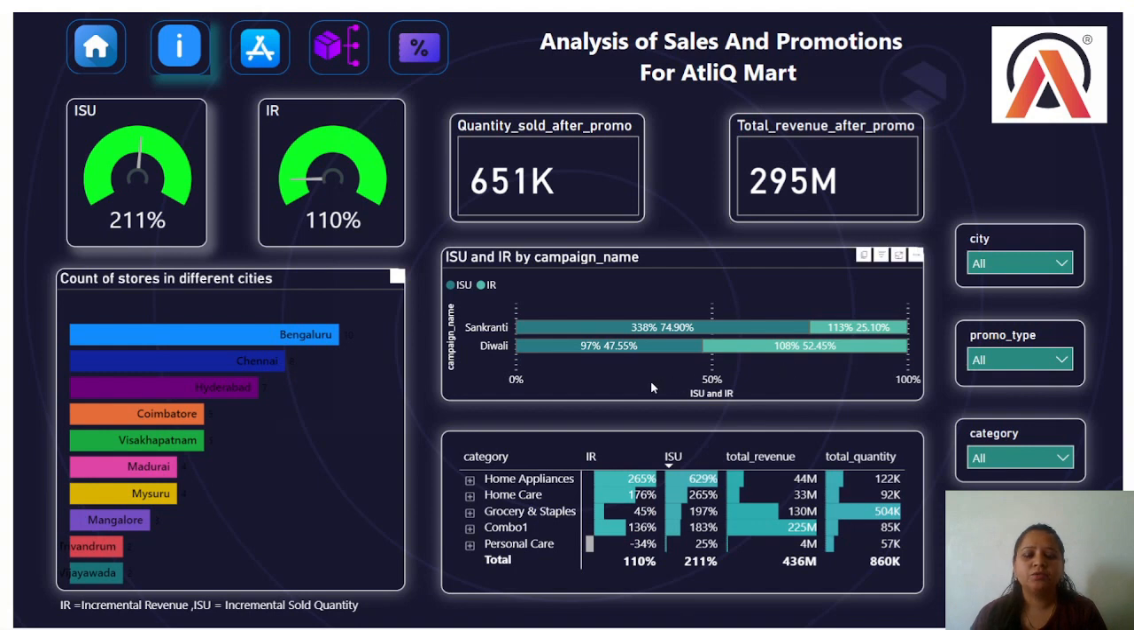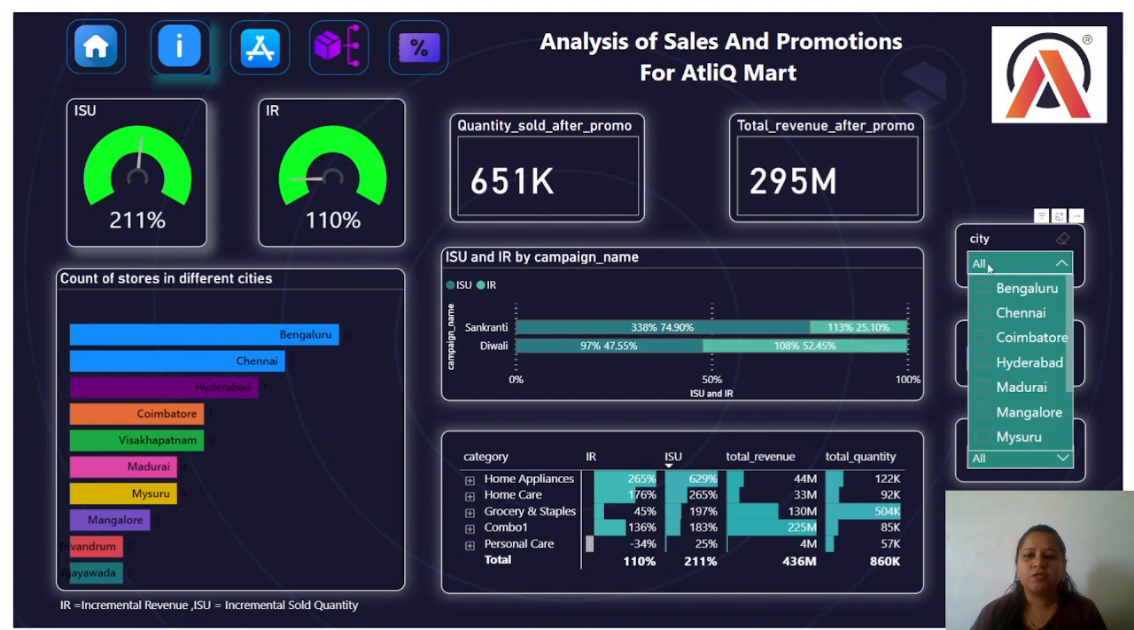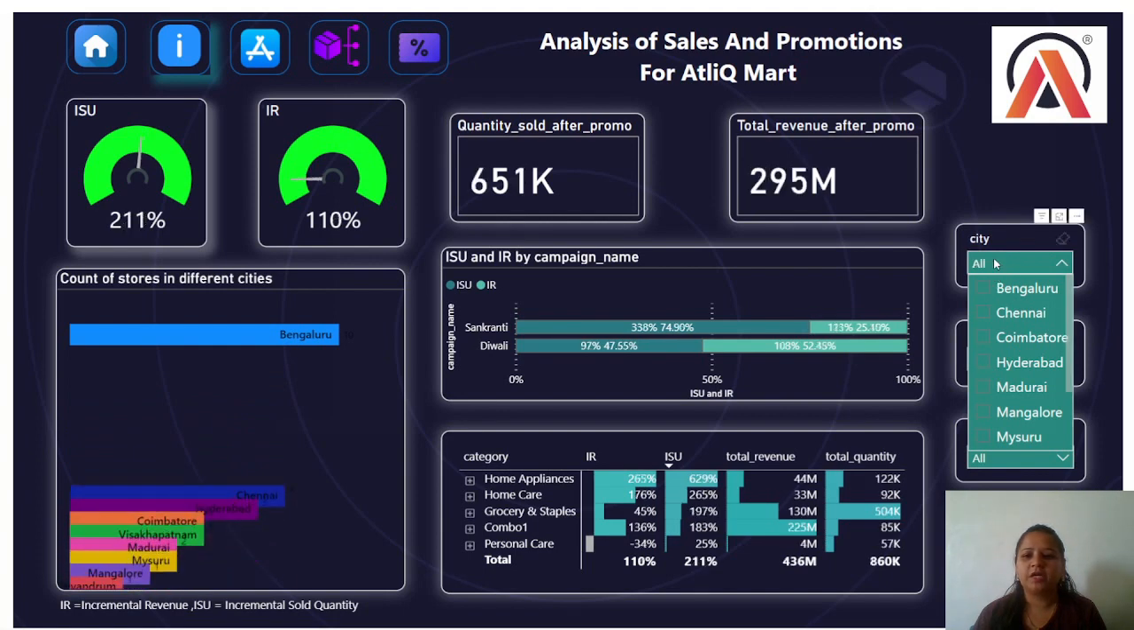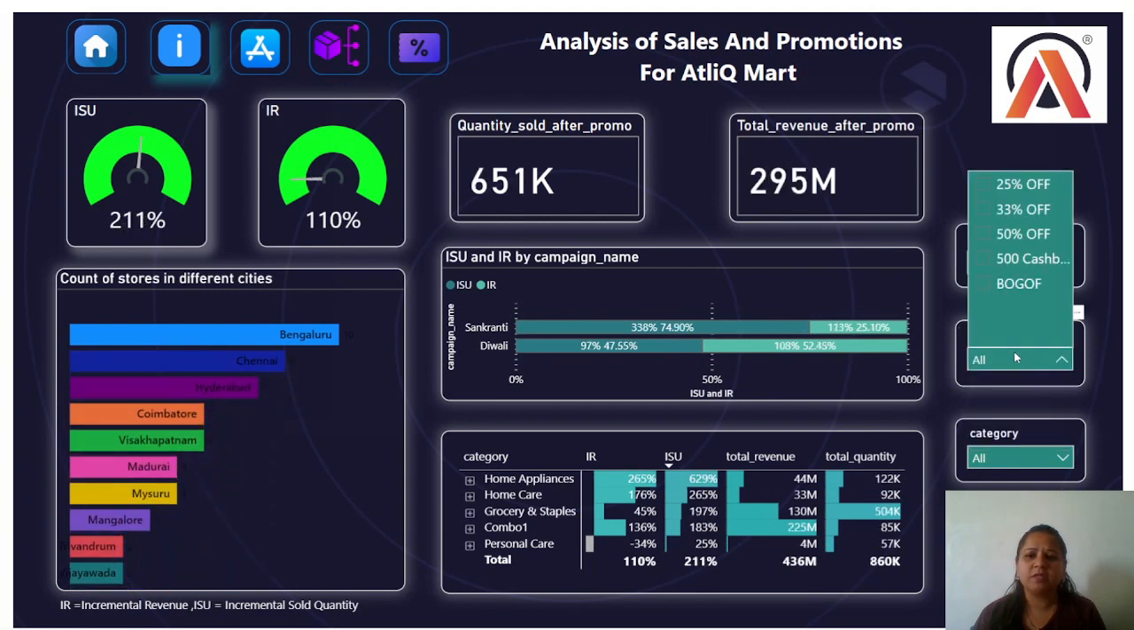These are the different slices I am using, so depending upon your requirement, you will find that data. As you see, there are different cities. If you select Bangalore, it will show the data for Bangalore only. Then these are the promo types, such as the different offers present on different products.